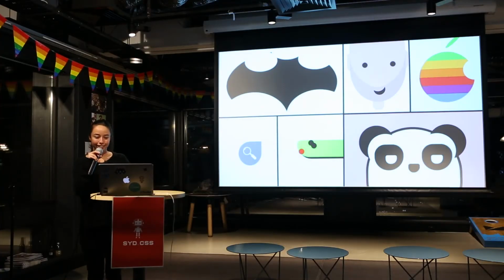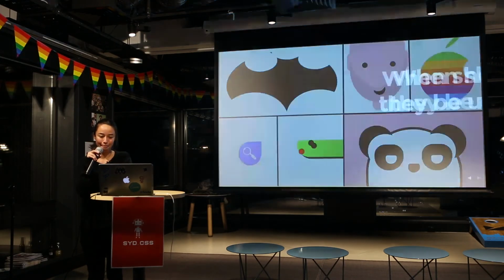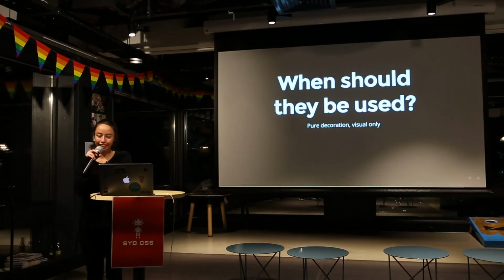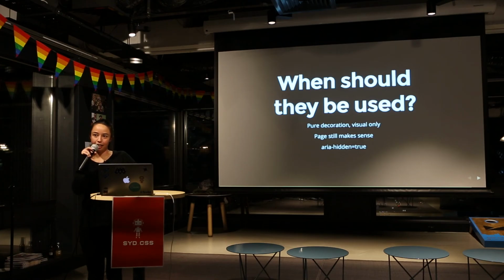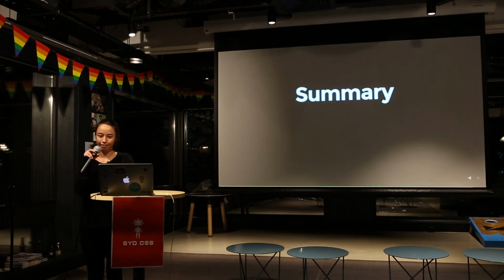So at work, we decided on running a single-div CSS challenge. This is some of the things we have created. We should only use this if the purpose is purely decoration and the page still makes sense. And we should add aria-hidden true for the icons so that it's accessible.